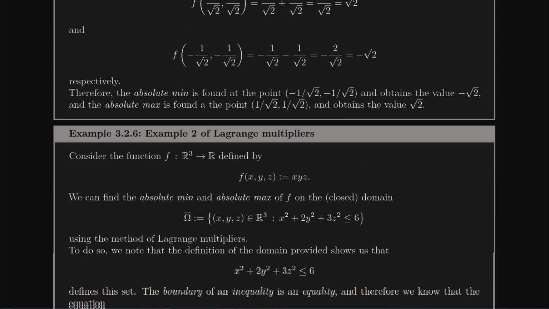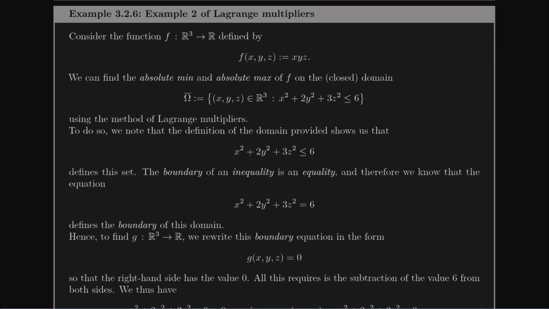So there's one example of Lagrange multipliers. We can increase the dimension as high as we want. We'll go up to a 3-dimensional problem. Just the mountain analogy doesn't make as much sense in 3 dimensions, but everything else still does.